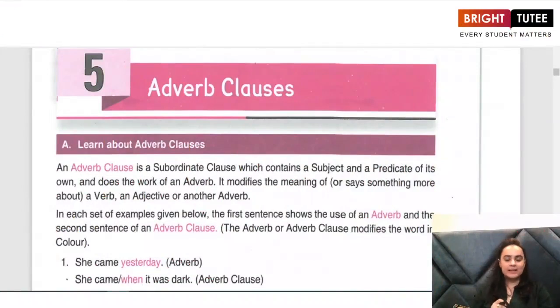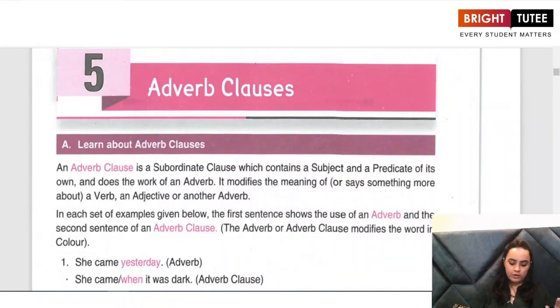Now in this class we are going to learn about the adverb clauses. In my previous lectures I have already told you about the noun clauses and the adjective clauses. So now we shall learn about the adverb clauses.